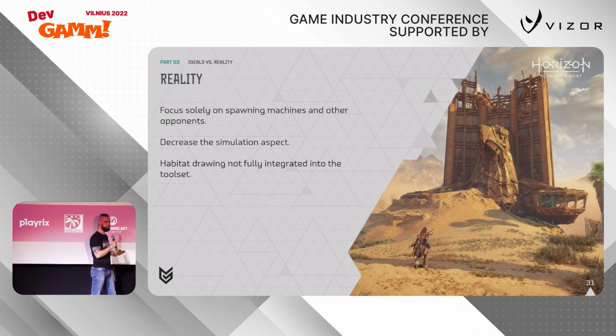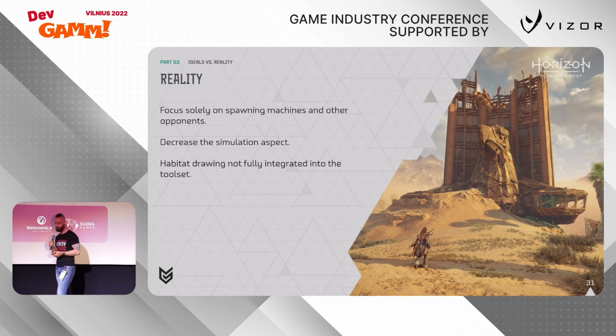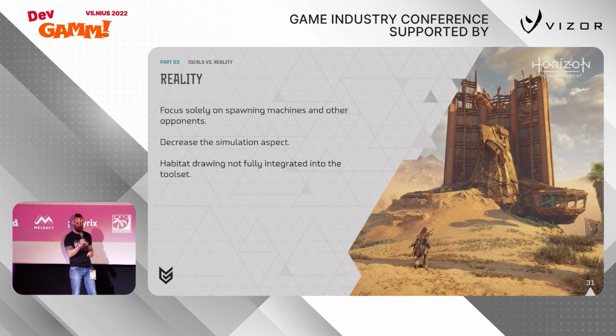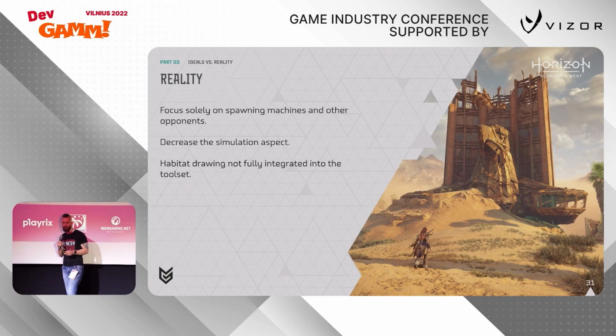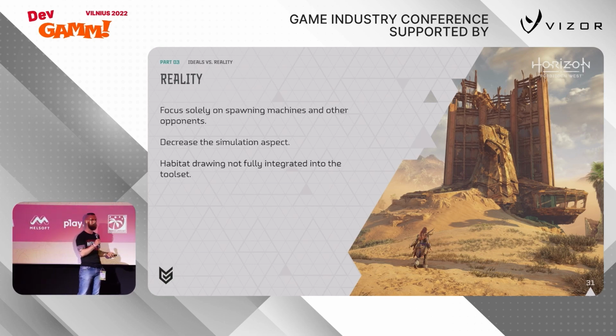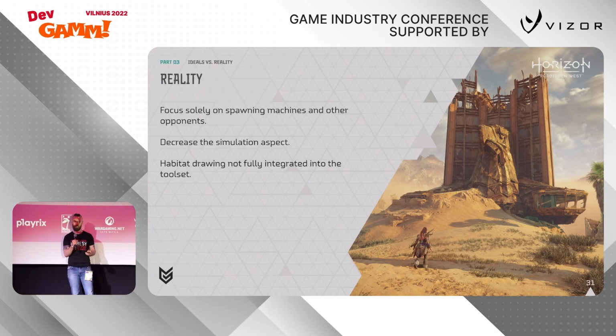But as you can imagine, reality quickly kicked in, and these ideals needed to be revised. First of all, we decided to focus solely on spawning machines and other opponents using this system, as in reality that was the only part that needed improving. While having the rest would be nice, we already had a good solution for procedural spawning of geometry and the other elements. Therefore, creating a replacement for these additional systems was deemed too expensive and involved for too little benefit.